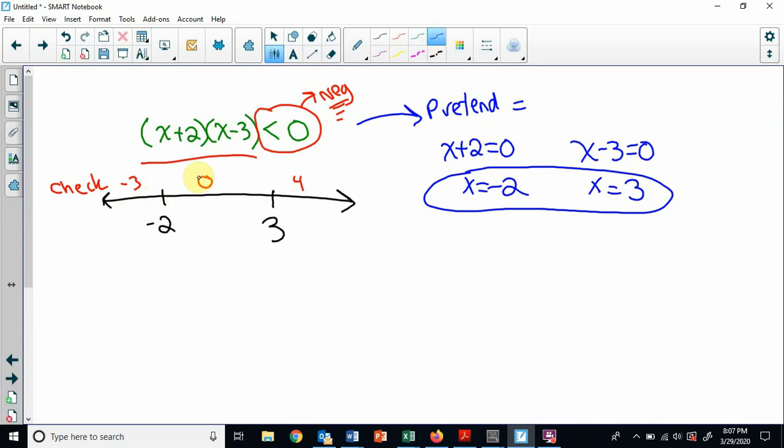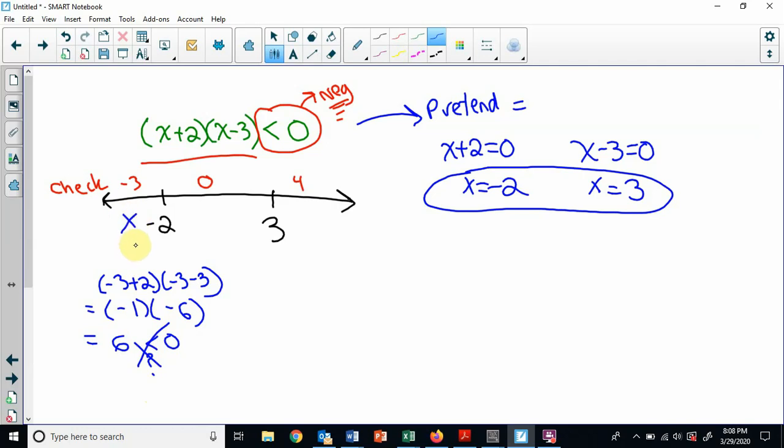So let's actually check this out. And eventually we'll start doing this in our heads. So let's plug a -3 into both of these and see if they multiply to some number less than 0. So -3 plus 2 and -3 minus 3. -3 plus 2 is -1. And -3 minus 3 is -6. Alright, what's a negative times a negative? That's a positive. That ends up being +6, doesn't it? So is +6 less than 0? Is it negative? The answer is no. So this region is a no. It is not less than 0.